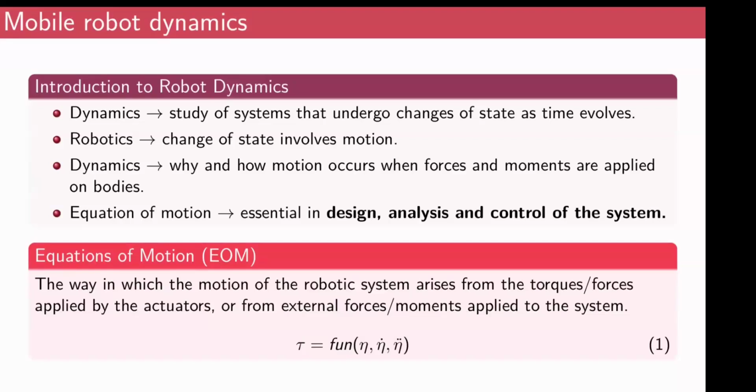And deriving this is basically essential in design, analysis, and control of the system, correct? In case of design, how it contributes is, if you want the mobile robot to move in a specific direction with specific velocities and accelerations, how much force or how much torque should we apply on the actuators, right?